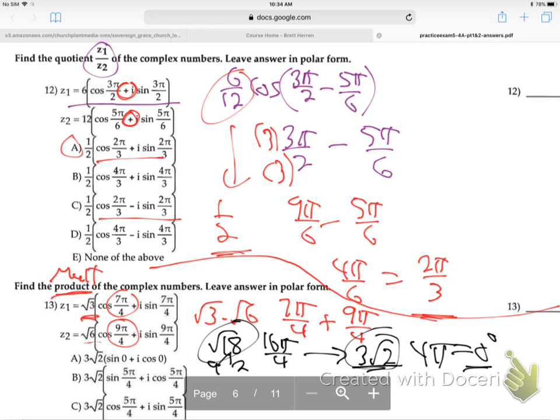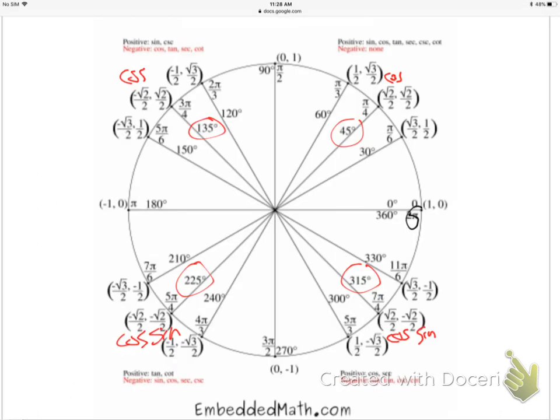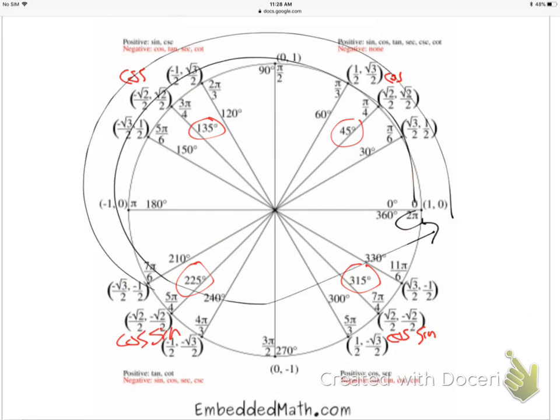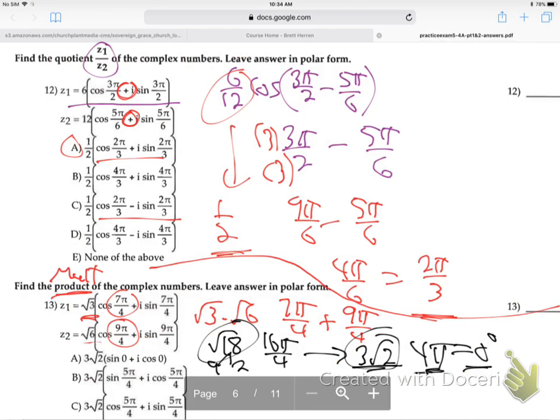Okay, yeah, why is it 0 though? I thought it would be like 4 pi. But where is 4 pi? I see. Right? Because 2 pi is all the way around once, and then all the way around again is 4 pi. It's the same spot as 0. 4 pi is the same as 0. It's 2 full rotations around. Is that good? Moving on.